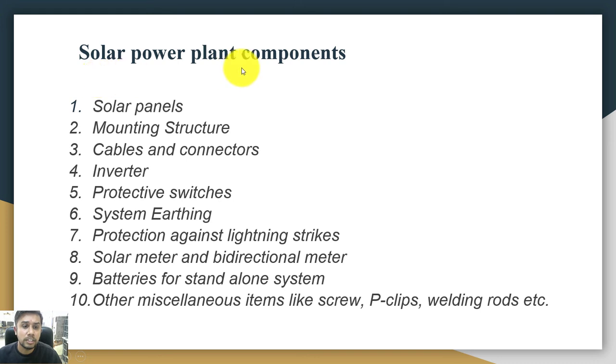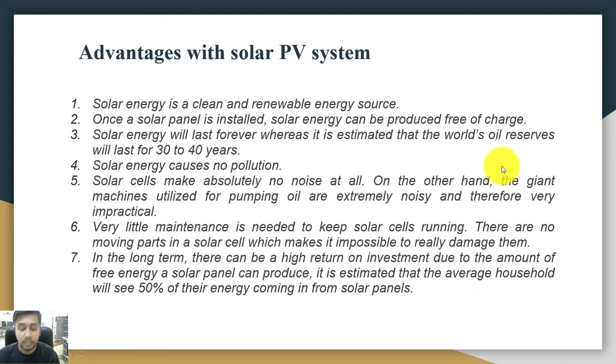Solar power plant components. To build a solar power plant we require solar panels, their mounting structure made of aluminum or steel, cables and connectors, inverters, protective switches, system earthing, protection against lightning strikes, solar meter and sometimes a bidirectional meter, or charge controller. Batteries for standalone systems, and other miscellaneous items like screwdrivers, screws, P-clips, welding rod, etc. for the connection purpose.